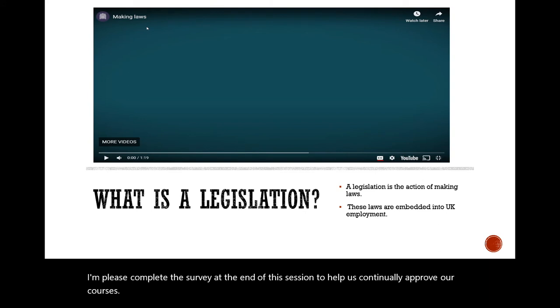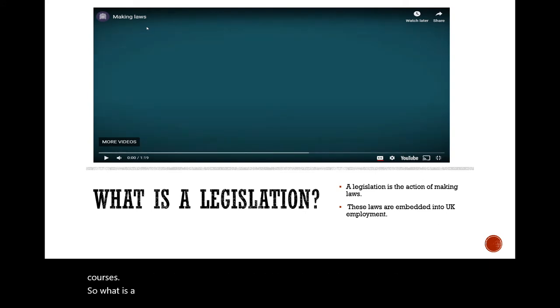So what is a legislation? A legislation is the act of making laws. These laws are embedded into the UK employment.